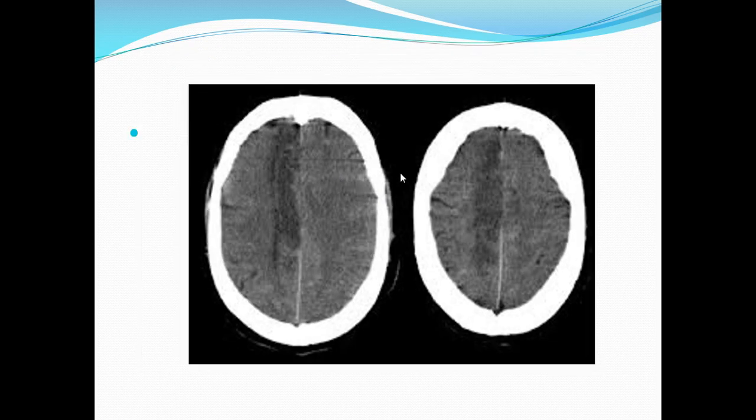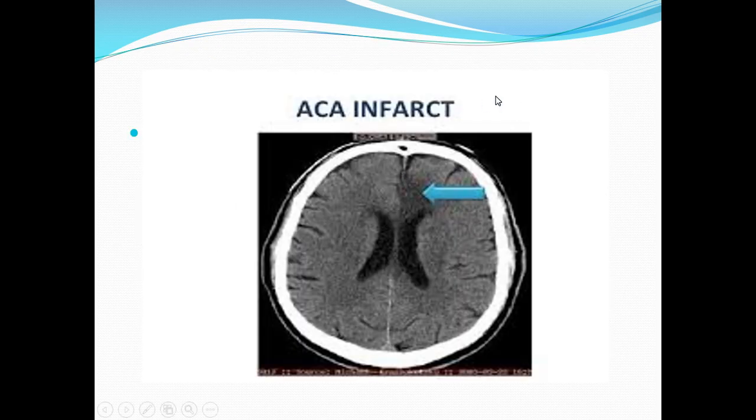Another thing, ischemic infarction can be small. Left side blue arrow, you can see a small hypodense area in the left frontal lobe, and this is the ischemic infarction.